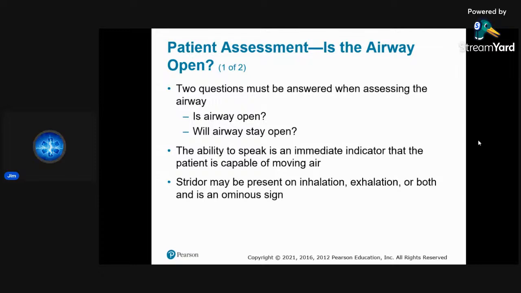We've got to ask ourselves, is the airway patent? There are 2 questions. Is it open, and will it stay open, right? And if your patient's talking, that means the patient's capable of moving air, right? So if you've got a patient that's actually talking, they're moving air. Stridor can be present in either inhalation, exhalation, or both, right? And this is an ominous sign if they have stridor on any of these, but especially if when you breathe in and out, you have this high-pitched whistling sound.